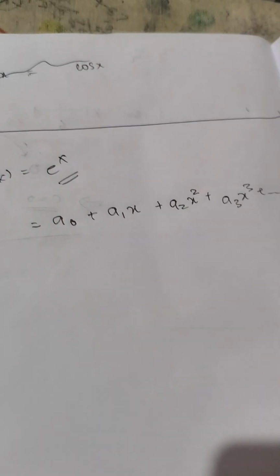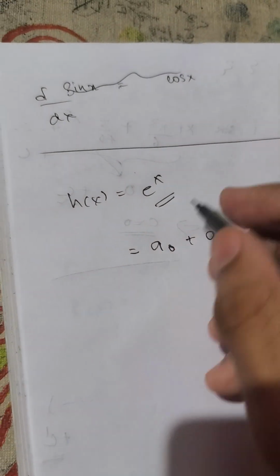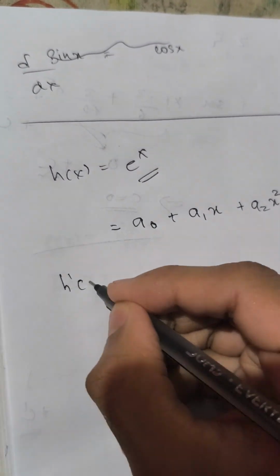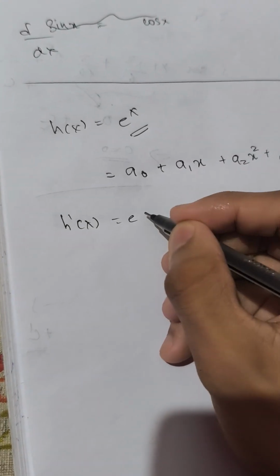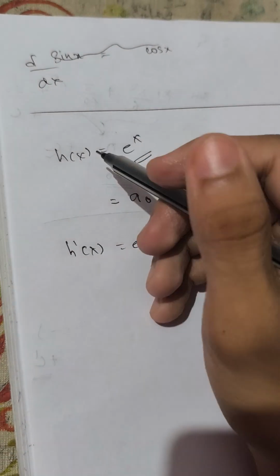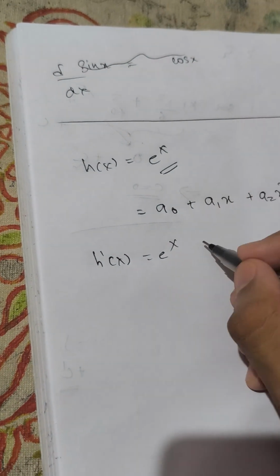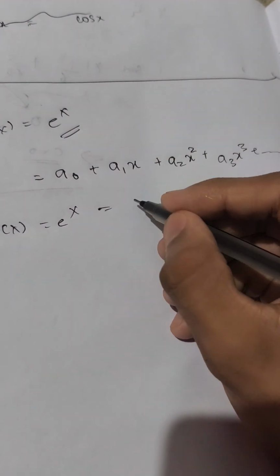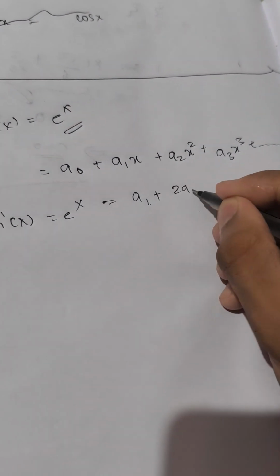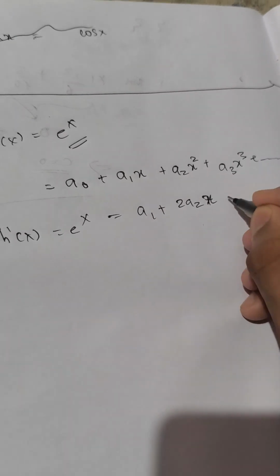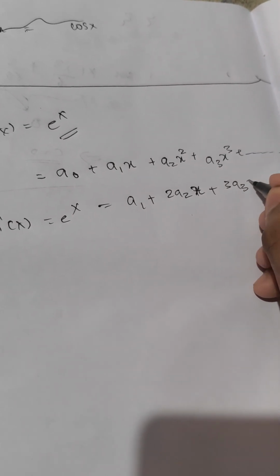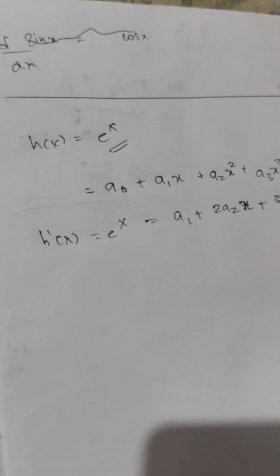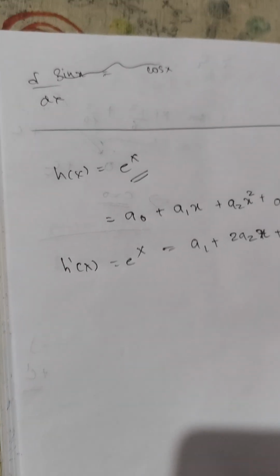That's why I'm doing this. So what I'll do is I'm going to take its derivative again, which I know is again the derivative of e raised to x is e raised to x. So this is going to be equal to, this is a constant, so this becomes 0. This becomes a1 plus 2a2x, plus 3a3x squared, and so on and so forth. Now what I'm going to do is compare the terms here, okay?